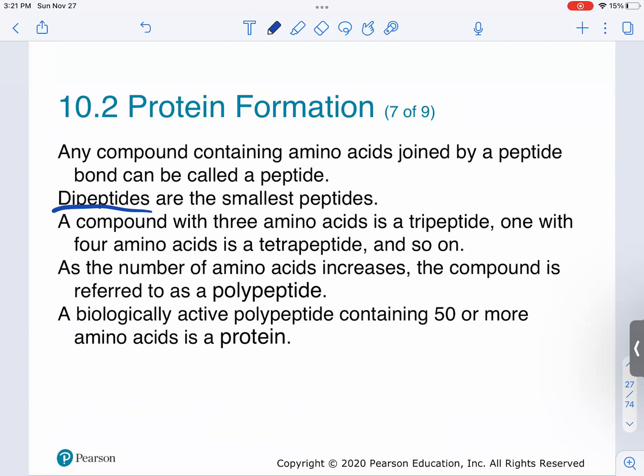If you have 14 amino acids, maybe you just still call it, people will still say a peptide. But when you get more and more amino acids, you refer to this as a polypeptide. And if you have a biologically active polypeptide, meaning that it has some sort of function in the body, and it has typically 50 or more, sometimes a lot more amino acids, that's going to be a protein. It can be thousands of amino acids, all right? That's going to be a protein.